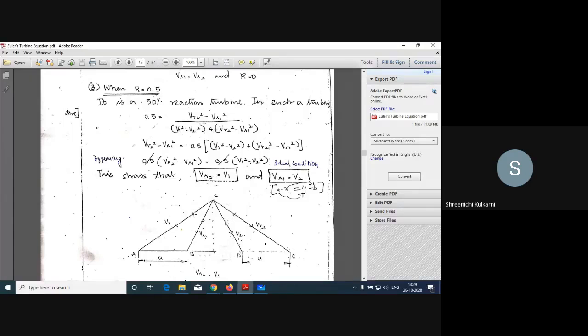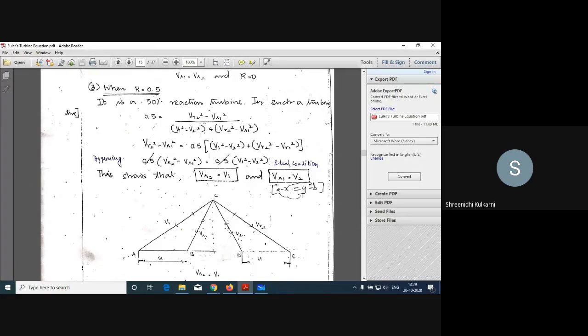So here is 1 dash, check it once. This is the 1 dash. And next, VR1 is equal to V2. So here we have VR1, double dash, and this is V2, so here also double dash. In this fashion we have to write the velocity triangle.